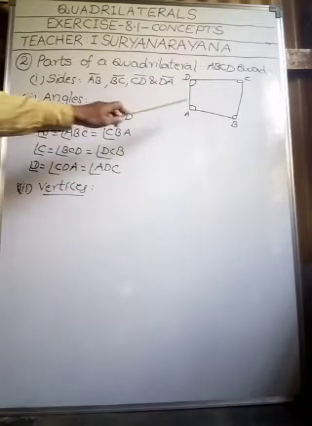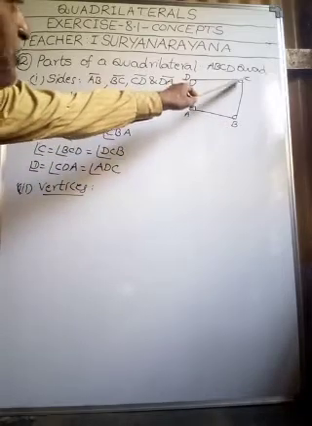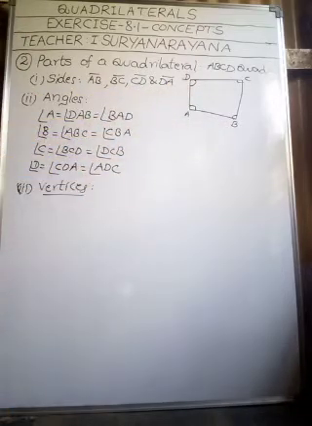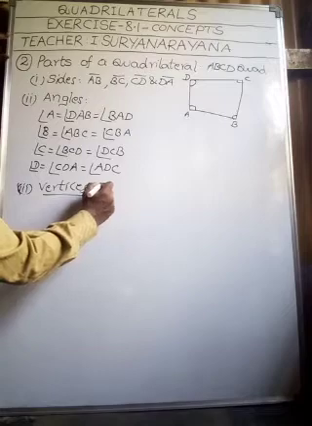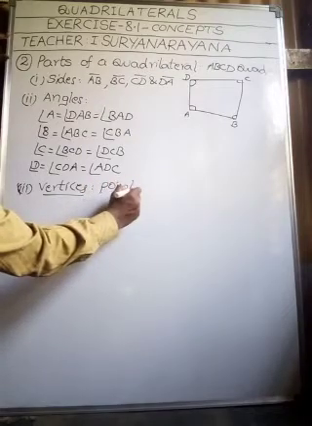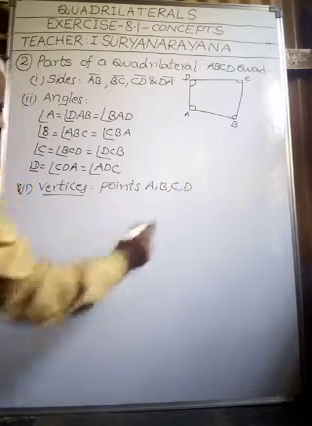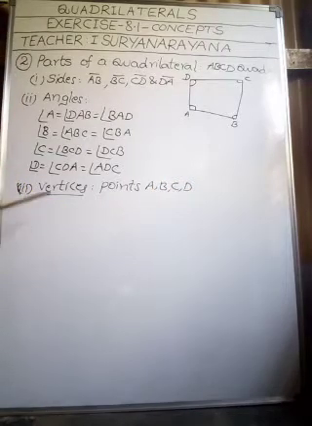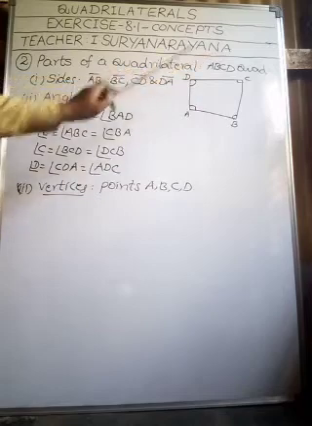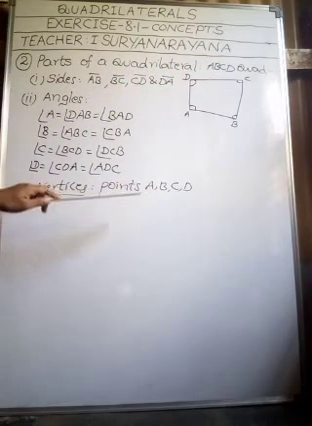Vertices: point A, point B, point C, and point D. These 4 points are said to be vertices. Points A, B, C, D. These 4 points are said to be vertices of this quadrilateral ABCD. Is it clear, my children?